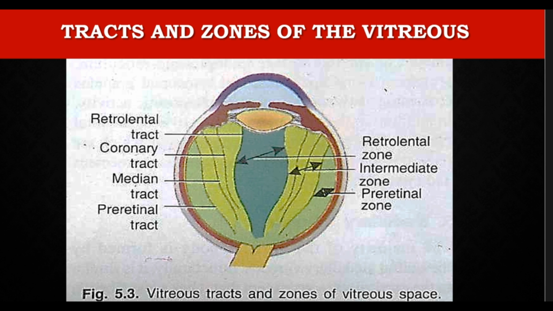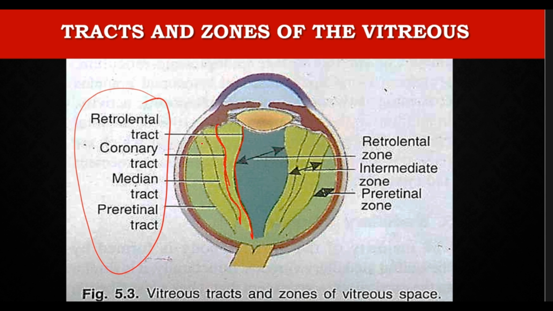Let us talk about these tracts first. So you have these four tracts majorly. You have a tract which is coming from the posterior surface of the lens, known as the retrolental tract. Then you have a tract which is coming from the posterior part of the ciliary body, known as the coronary tract, which is going to come from the ciliary processes.